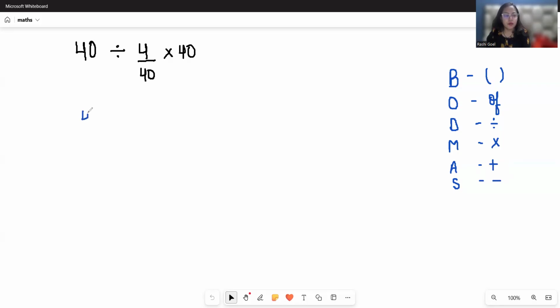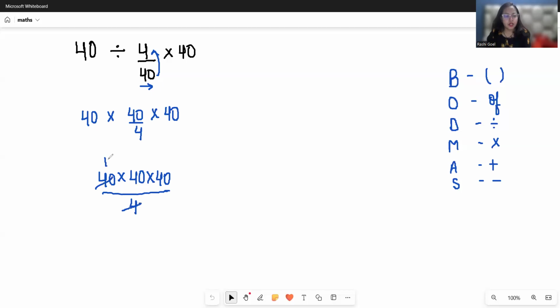So we'll solve division first. If there is a term to the right of the division, we can replace the division with multiplication by the reciprocal of that term. The reciprocal of 4/40 is 40/4, so we get 40 × 40/4 × 40. Now we can write this as 40 × 40 × 40/4. If we divide, we get 10 × 40 × 40. 10 times 40 is 400, times 40 is 16,000.